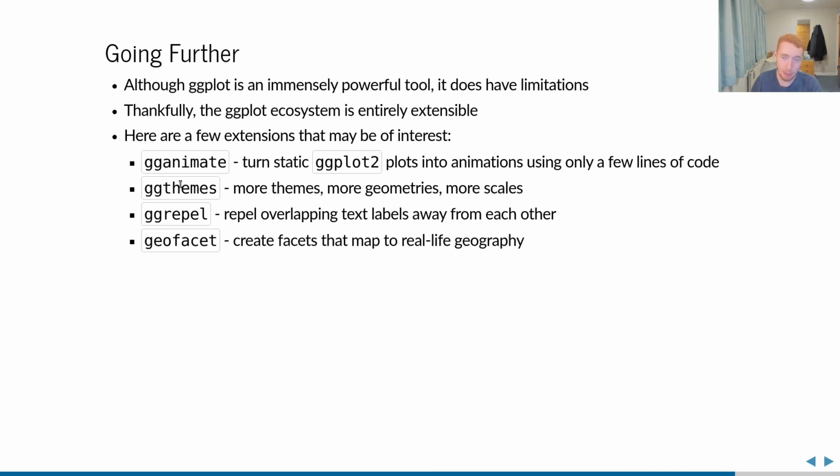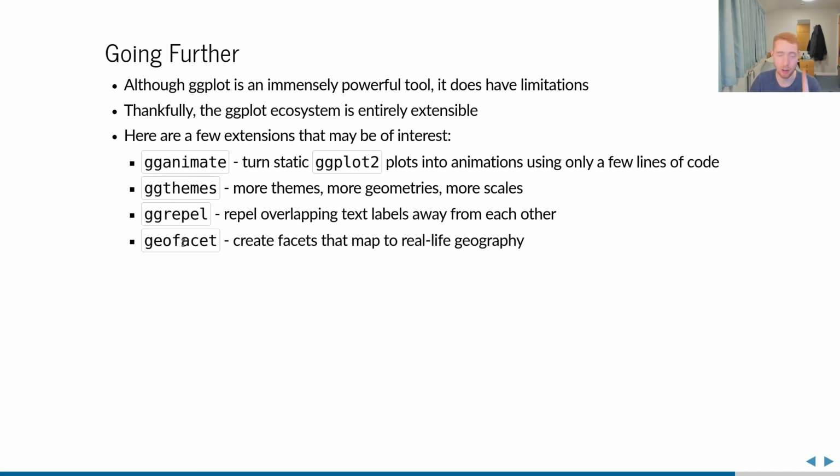ggthemes gives us more themes, more geometries, and more scales, which we haven't looked at yet. ggrepel, love this. It's for creating text geometries that automatically move themselves to stop text from overlapping. Super smart, super easy, and creates some beautiful plots.